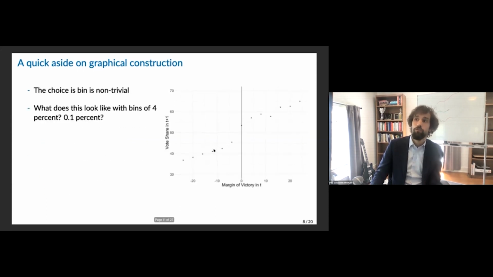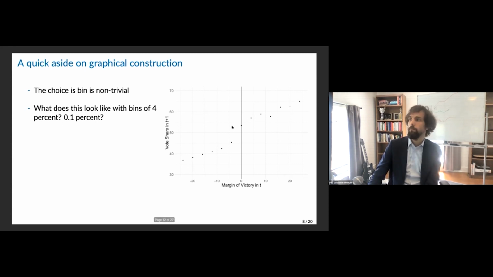What's important is that the choice of bin is non-trivial, in the sense that how big the bins are matters for what it looks like. So this looks a lot smoother than the other one, in the sense that these are bins of 4 percentage points. So here we have very smooth bins with the jump, and then we have this smooth thing afterwards.